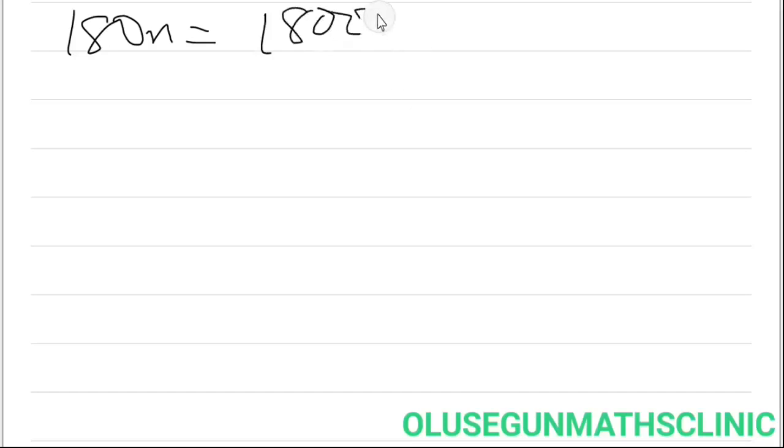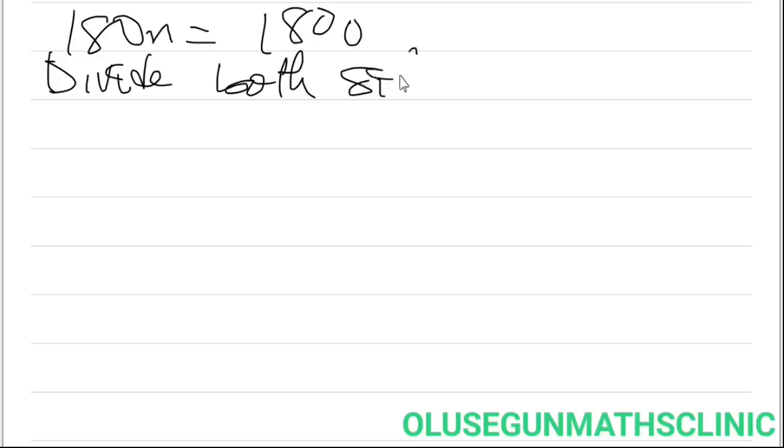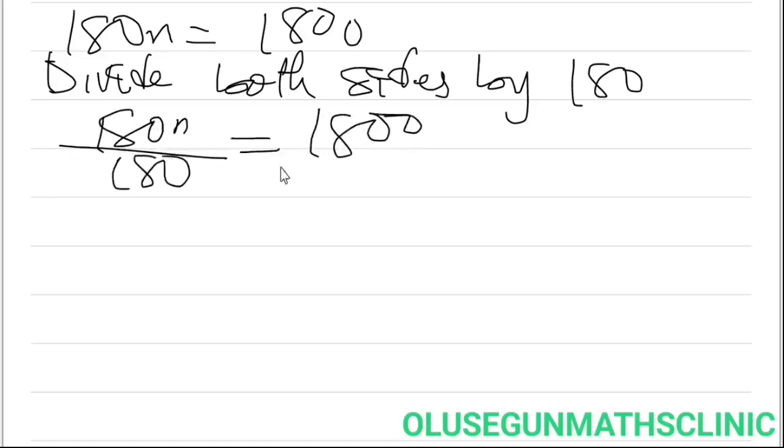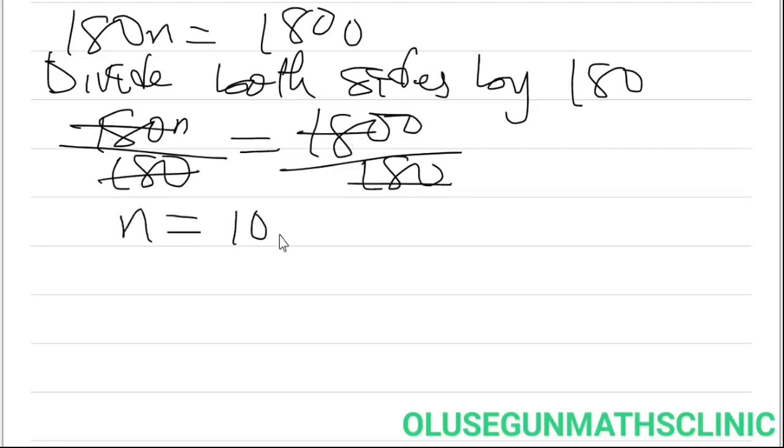So for having 1,800, you divide both sides by 180. Therefore, we have 180n divided by 180 is equal to 1,800 over 180. So this cancels this, and our n is equal to 10. So the number of sides is 10 sides.